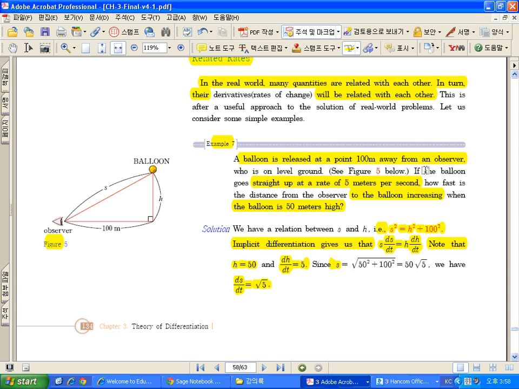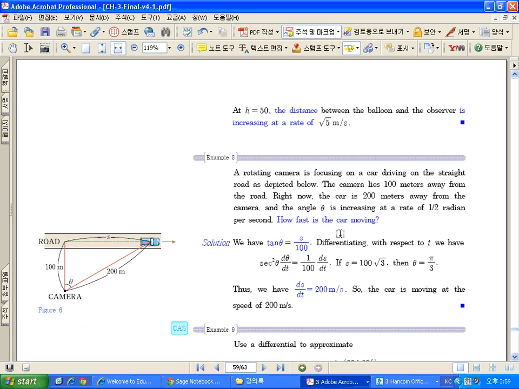So this square root of 5 is the rate of change of the distance between the observer and the balloon when the balloon reaches a height of 50 meters with the speed of 5 meters per second. That's the way to find the changes, because this change depends on the change of this distance, so we can always find one from the other given the information. We can rewrite the conclusion: at h equal to 50 meters, the distance between the balloon and observer is increasing at a rate of square root of 5 meters per second.